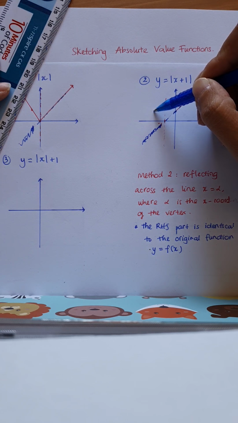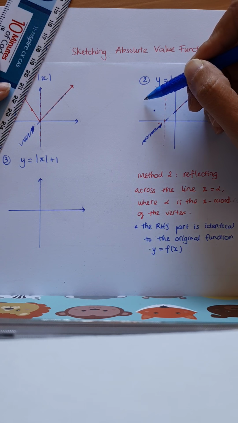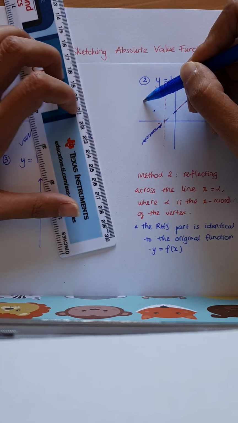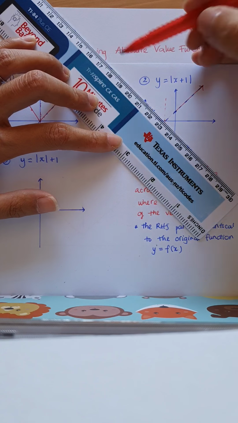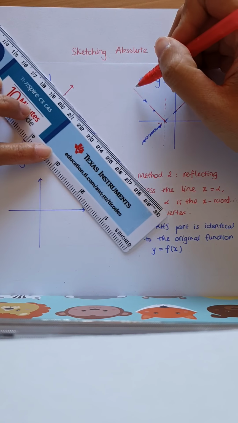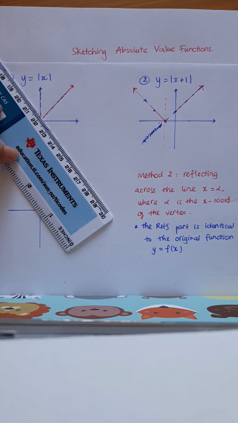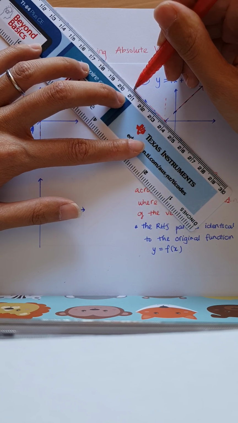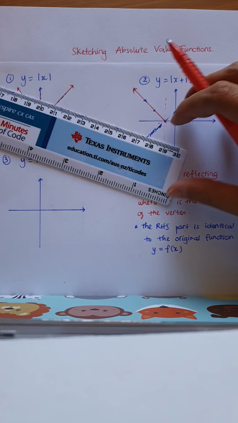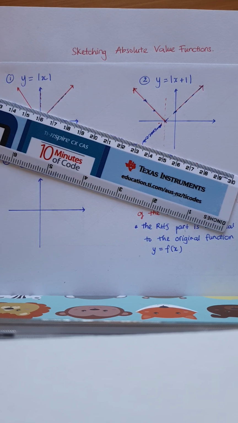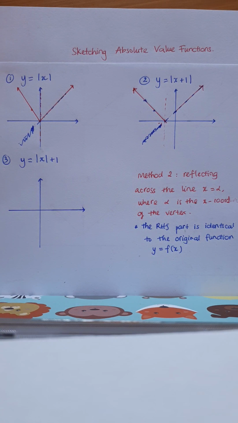So let's choose a point to make it easier. If I have a point here, that will be over here, and connecting them, we now have the graph of this absolute value function. And again, it's exactly the same as the graph that we drew using the first method, table value.